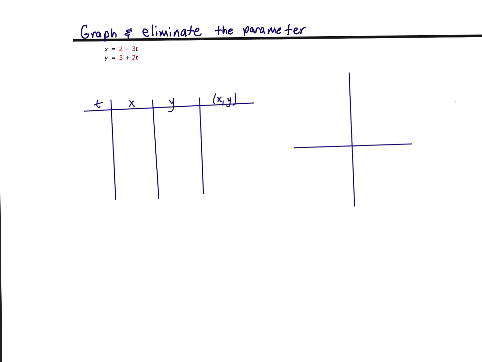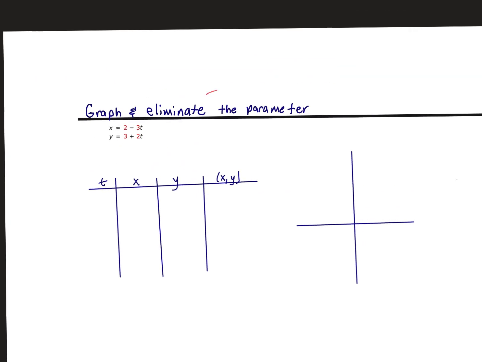direction it's going. When it says to eliminate the parameter, what does that mean? Get rid of t. Good. Eliminate the parameter means get rid of t. You're going to take one equation and get t by itself. It doesn't matter which one you do, whether you have x equals or y equals. It does not matter. And you're going to use substitution. Then your rectangular equation is what you're looking for. It just has x's and y's. When it says eliminate the parameter, it means get rid of the t.